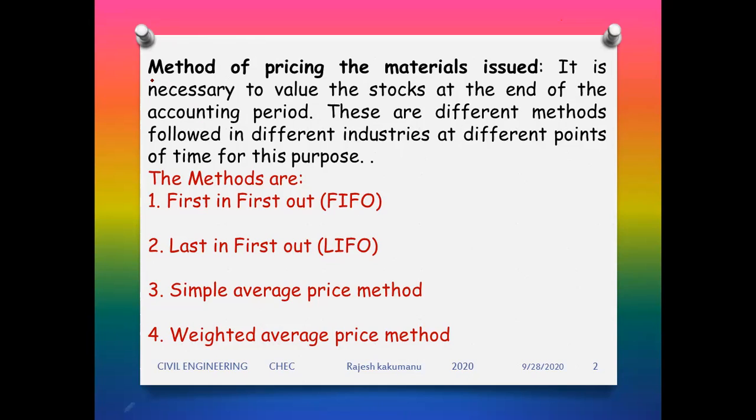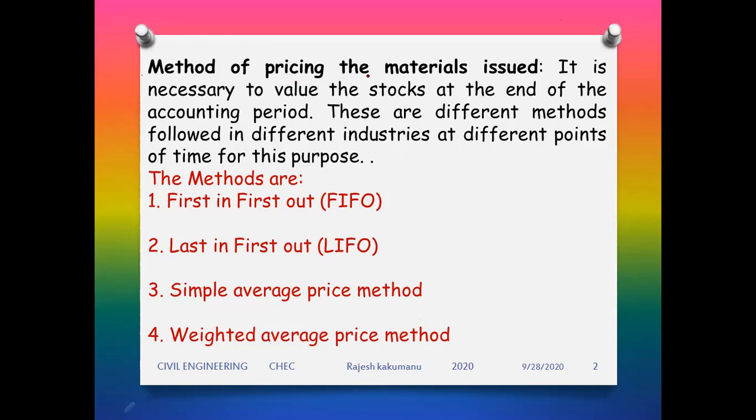We have a formula. Based upon the formula, just write the given data and use the economic order quantity formula, and try to solve the problems. Now the next subtopic, after economic order quantity, EOQ, is what are the various methods of pricing the materials, right? What are the various methods of pricing the materials?